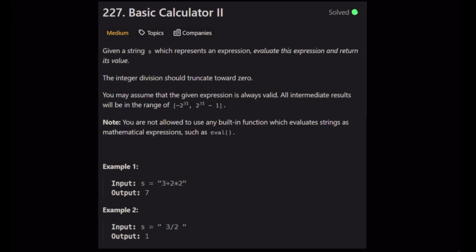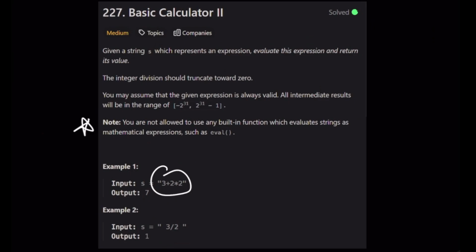Hello, welcome to Algorithm. Today we'll be solving LeetCode 227 Basic Calculator 2. In this question, we're given a string s, which is a mathematical expression, as you can see in the given example here. And our job is to evaluate the mathematical expression and return its value. It is important to know that we can't use built-in functions that evaluate the mathematical expression for us, so we have to do it ourselves.